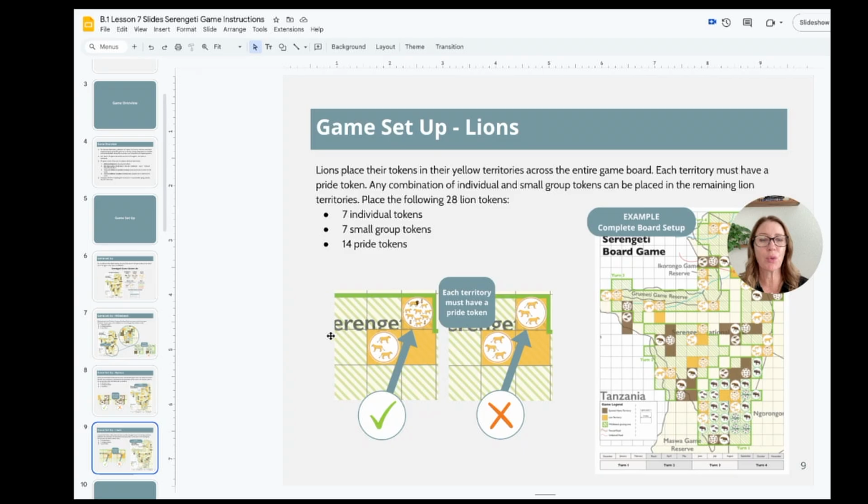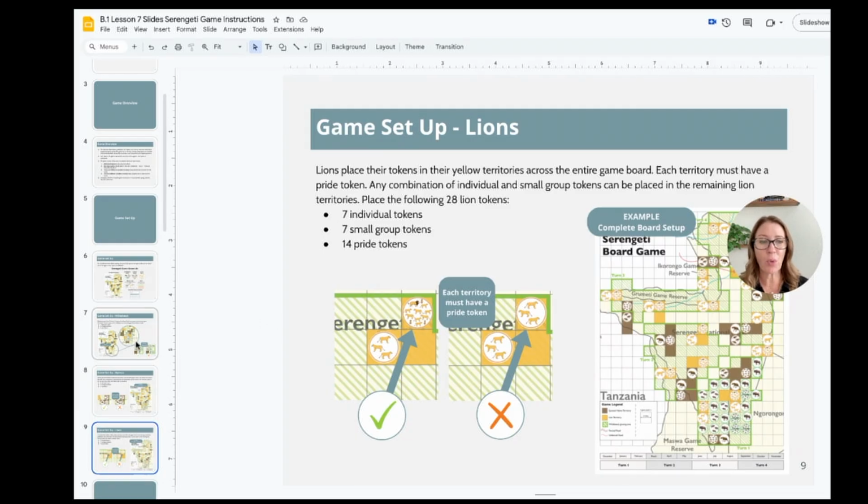Very similar to the lions, they're going to be in the yellow spaces. And you can see that every cluster of lion territory needs to have a pride token. So you can see there's a pride in every cluster or grouping of yellow. And they will have 14 pride tokens, 7 small groups, and 7 individuals.